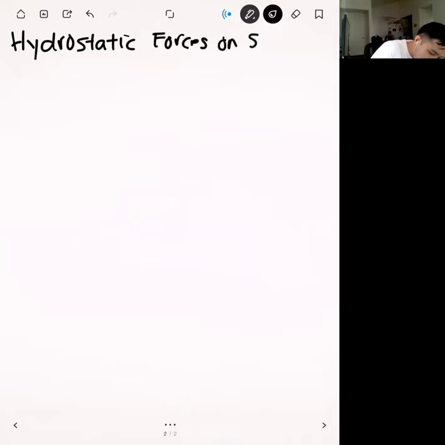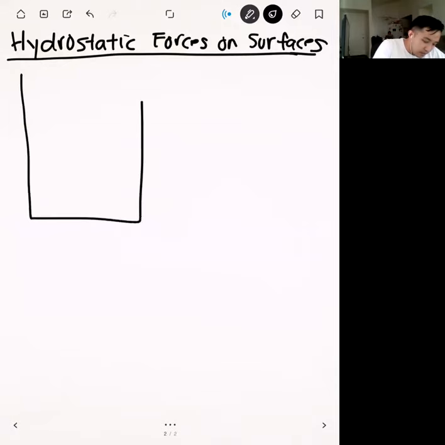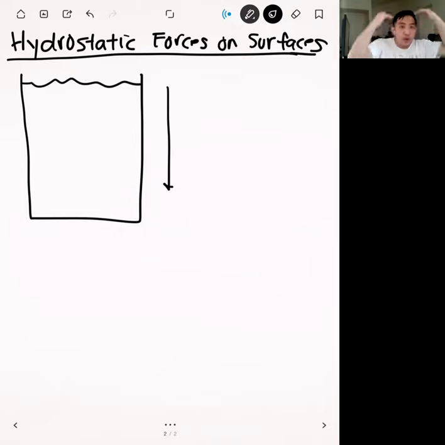All right, so the first topic that we want to go over is hydrostatic forces on surfaces. And so the whole idea with this unit, one of our topics in our big unit on hydrostatics, is that whenever you have a static fluid, something like this, we know from before that as you go deeper into the static fluid, you have more and more fluid above you, and it increases the pressure force.